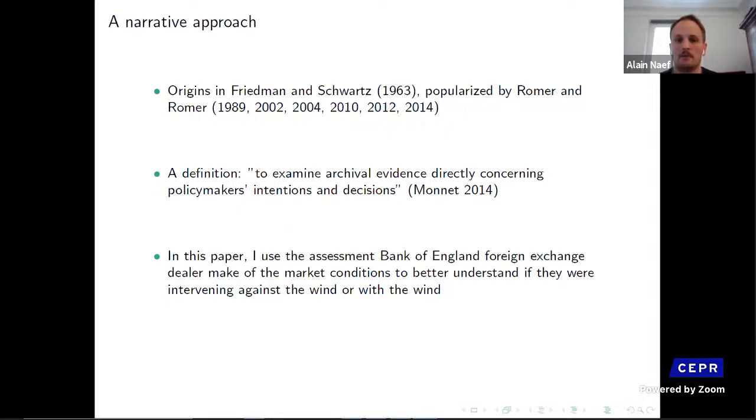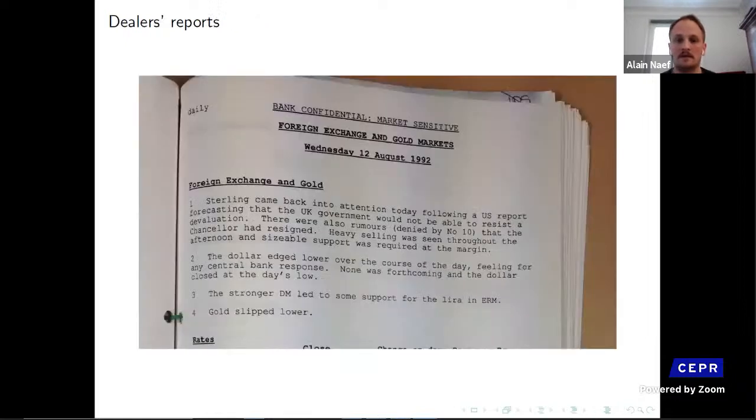And so Eric Monet, sorry, gives a definition of what the narrative approach is. He says it's to examine archival evidence directly concerning policymakers' intentions and decisions. And here we'll be looking at exactly that. I'll be looking at the report I've shown you earlier by the dealers of the Bank of England, and we'll see if they think they're going against the wind or with the wind.